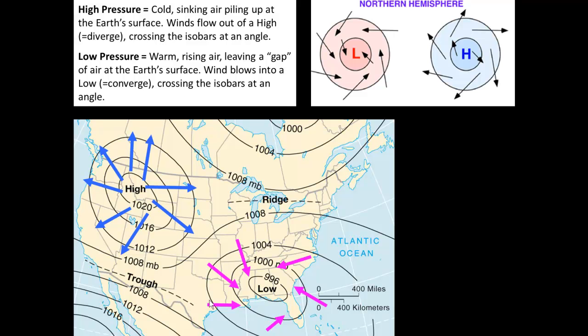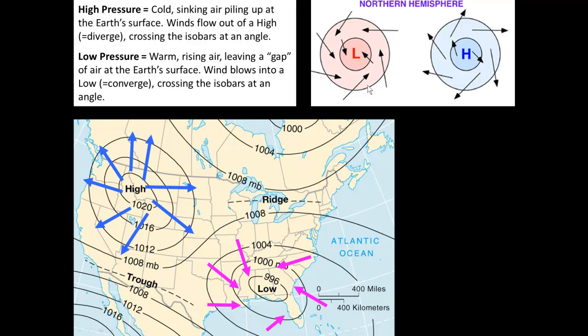So you can take a weather map such as the one below, and simplify it. In this particular case, we have one big high pressure area, we have one big low pressure area. Right? And you can think about a high pressure area as a big blob of cold, heavy, sinking air that creates a big pile, a big mountain at the Earth's surface. And then the winds flow out or flow down that pile, diverge, if you will, out of that pile, crossing the isobars at an angle.